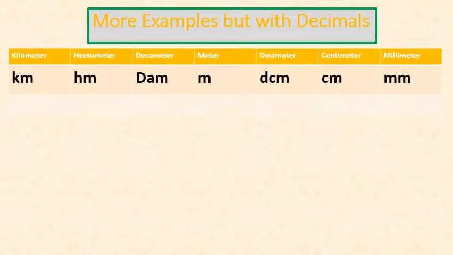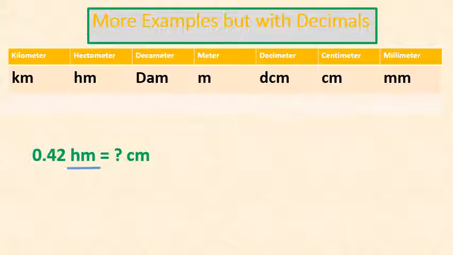Again examples, and again with decimals, and here is the table. 0.42 hectometers equals how much in centimeters? We are in hectometers, moving to centimeters. Put a smiling face in hecto and start counting.